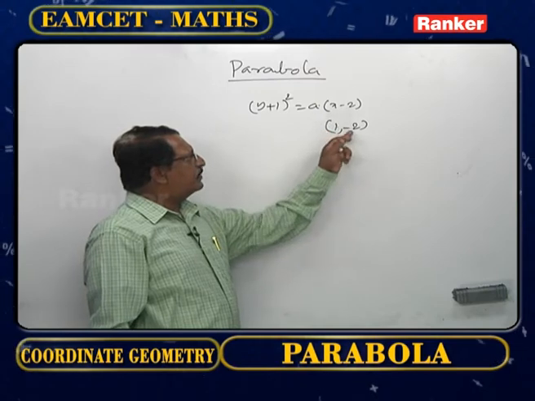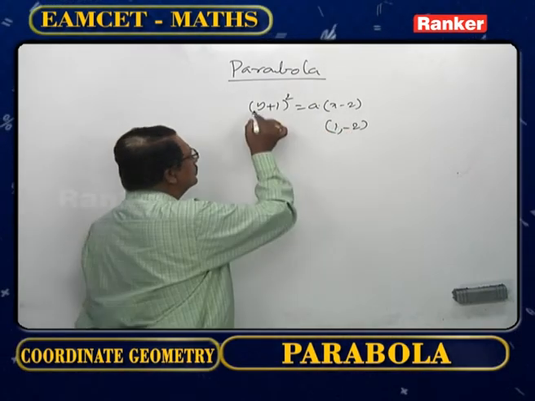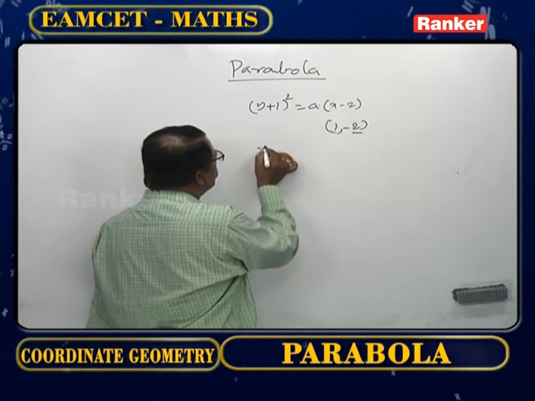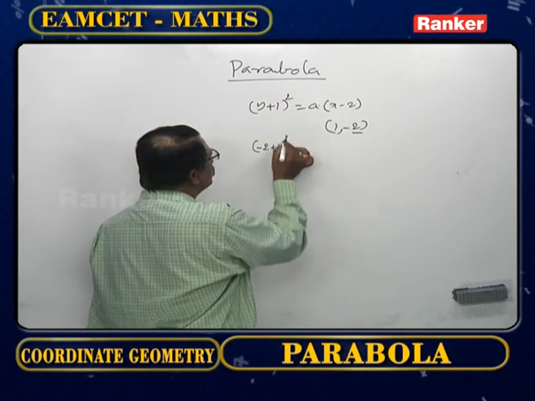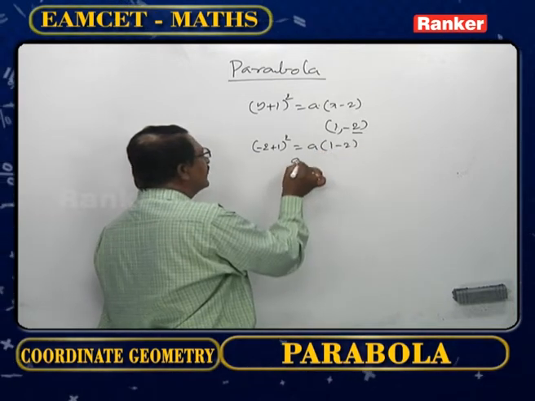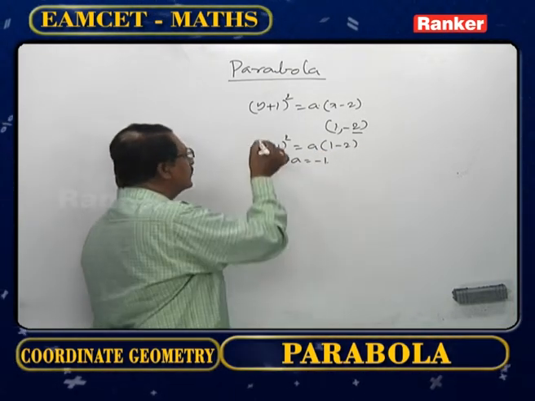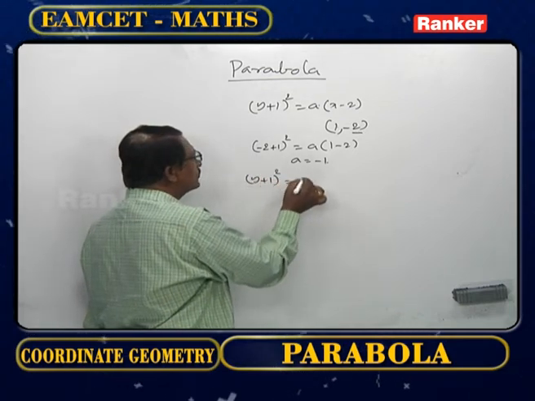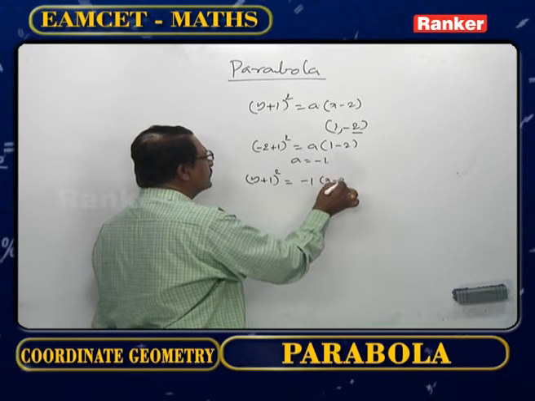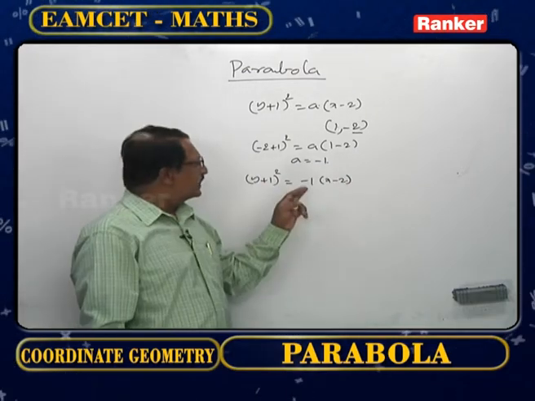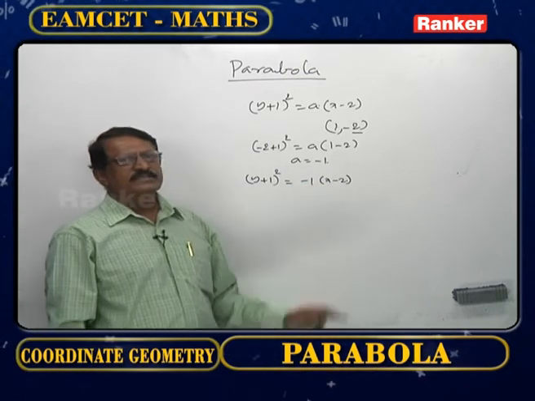Now substituting the point (1, minus 2) in the equation: in place of y equals to minus 2, x equals to 1, substitute: (minus 2 plus 1) whole square equals to a into (1 minus 2). Now the value of a equals to minus 1. Therefore the given parabola equation is (y plus 1) whole square equals to minus 1 into (x minus 2).